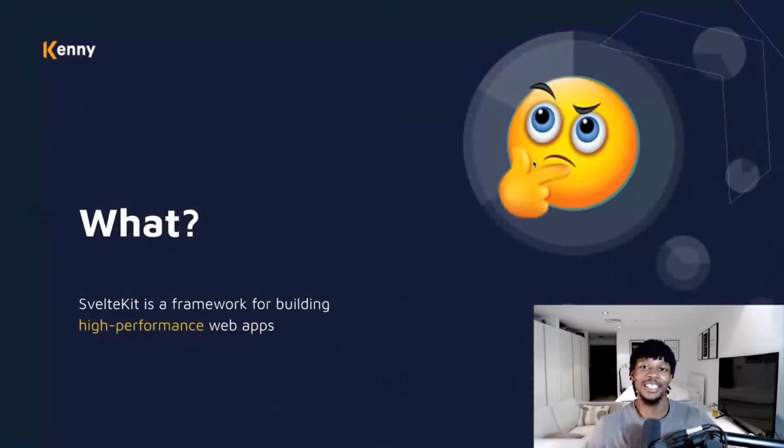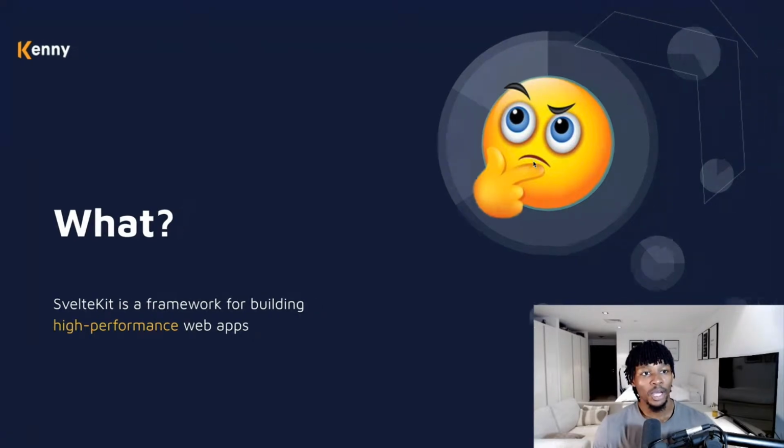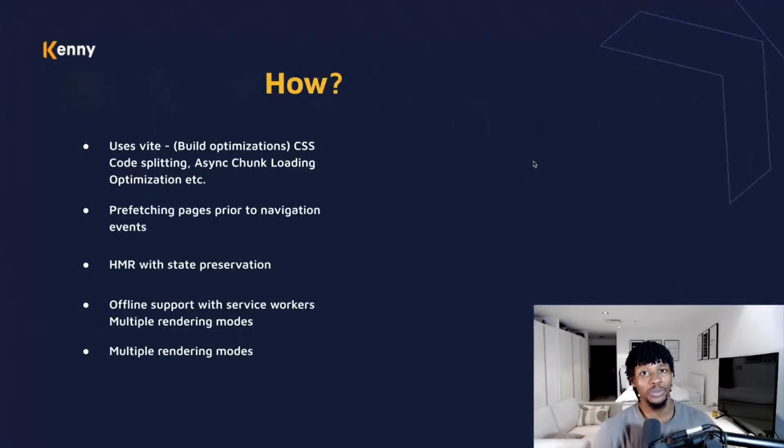All right, so let's get started with what is SvelteKit. I'm sure if you take a look at the SvelteKit documentation, you will see a definition that says it's a framework for building high-performance web applications, right? That's what it is. And I think it's a very simple and straightforward definition that anyone can relate to as far as knowing what a framework is and knowing what building high-performance web applications are. And moving forward, how does it do that?